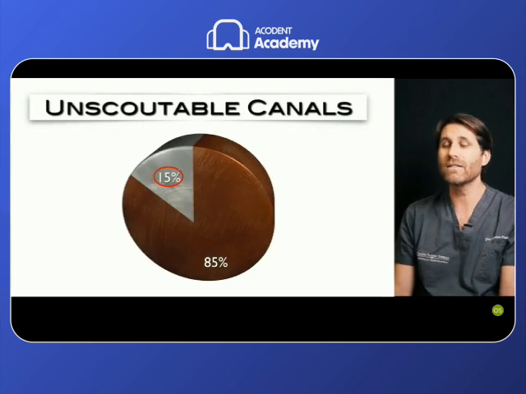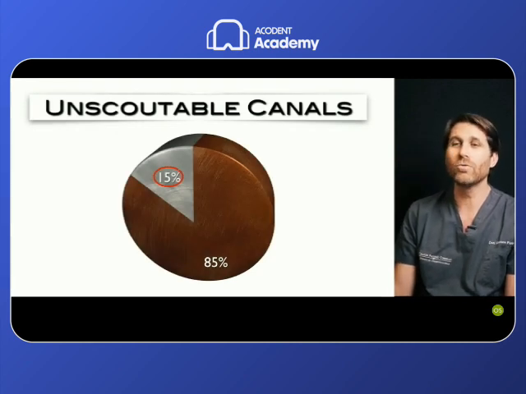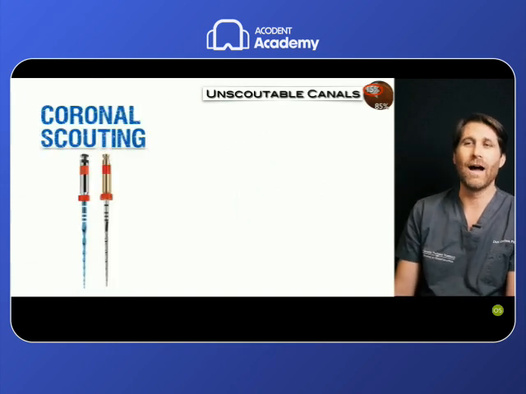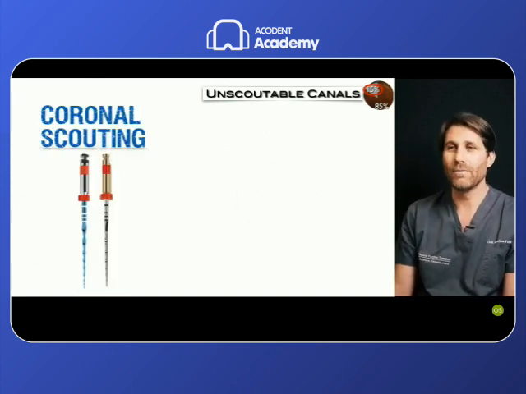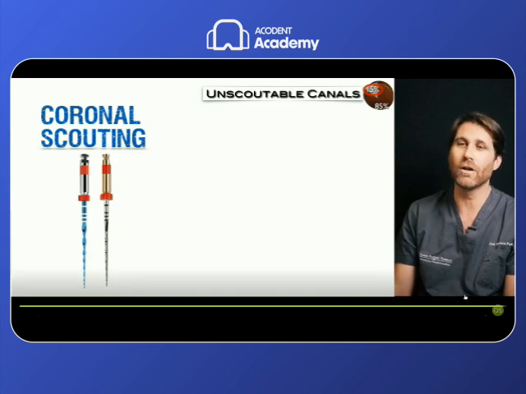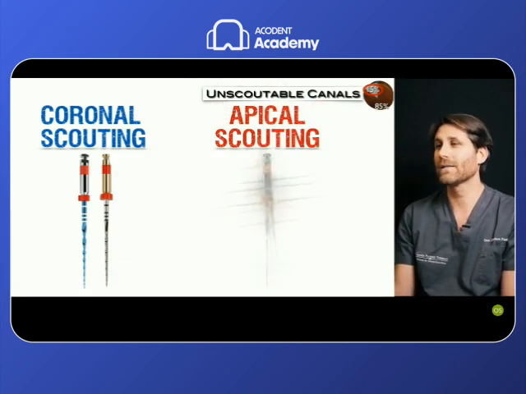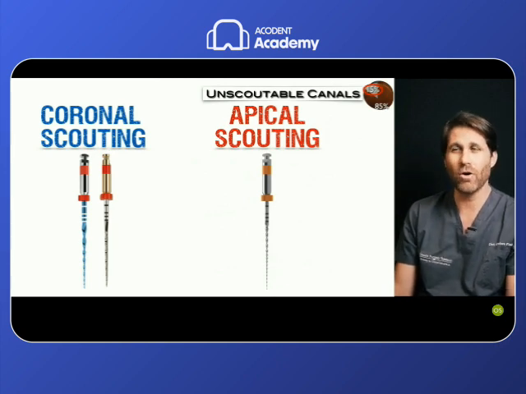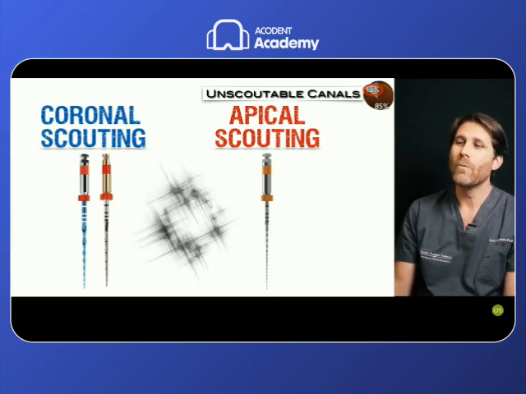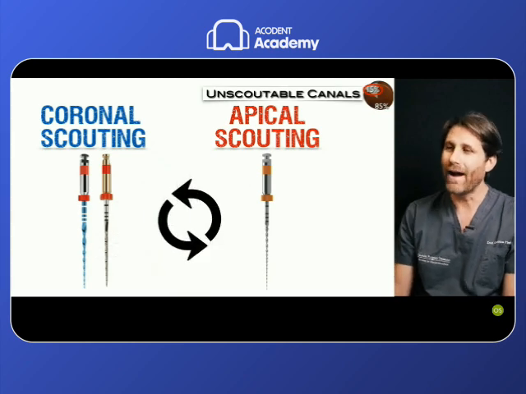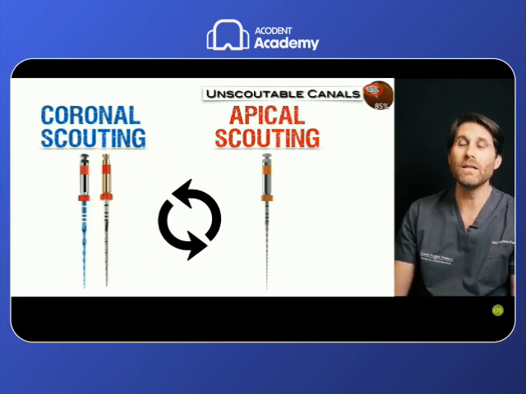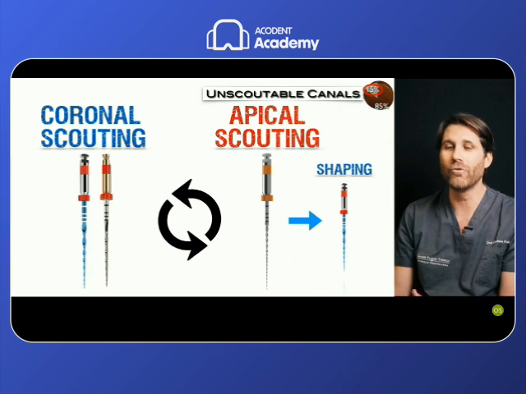And if we have a scoutable canal, we have to choose different files. For the coronal scouting, we can use a single file in reciprocation, ideal for the removal of the coronal impediments. For the apical scouting, we can use a small glide path file for the scouting of apical impediments. And we have seen we can use all these files alternated to solve the most difficult situations, in which we probably need to adapt the technique before finishing our shaping procedures.